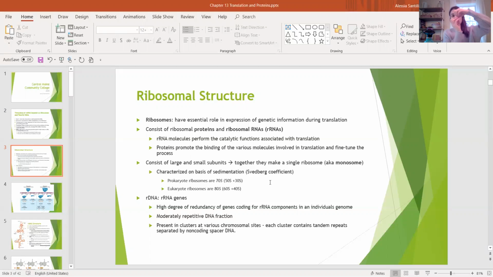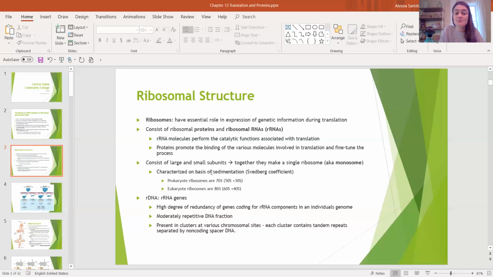So the arrangement of the snowman is not how ribosomes look when they're not working. The large and small subunit assemble only once the ribosome is actually carrying out protein synthesis. So together, the large and small subunit make a single ribosome. We can also call this a monosome, but this really isn't a word that is often used. You can just say a ribosome.